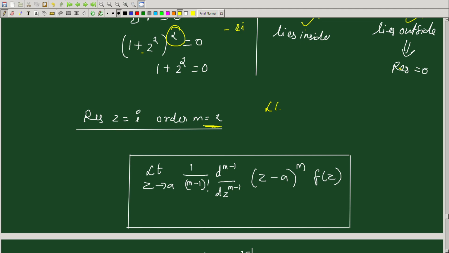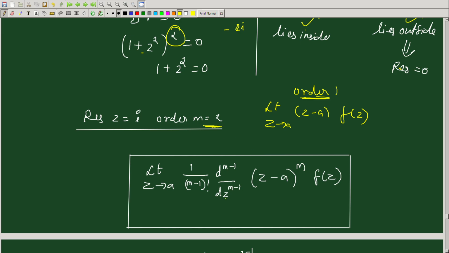If the order is 1, you know limit z tends to a, z minus a, f of z, right? If the order is 1, this is the formula. Till now we are solving this. If the order is 2 and above, the formula is 1 by m minus 1 factorial, d to the power m minus 1 by dz to the power m minus 1, z minus a whole power m into f of z.